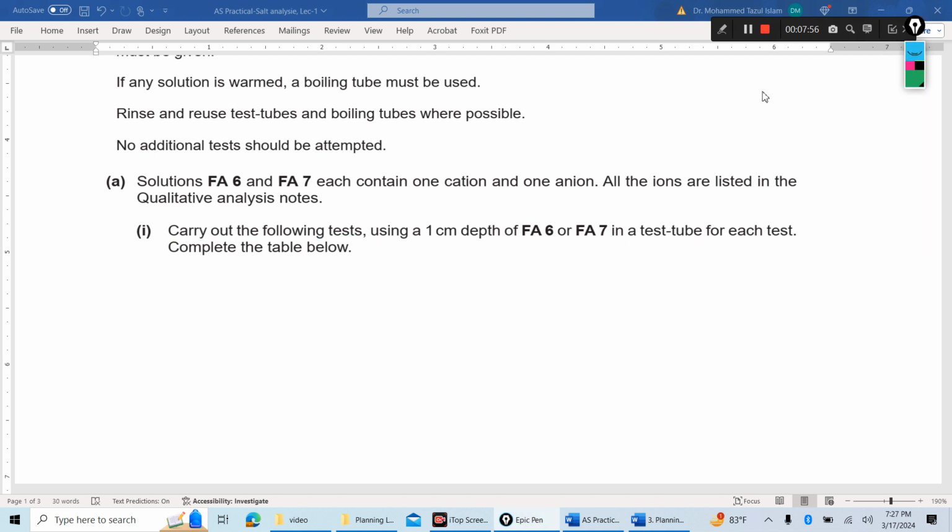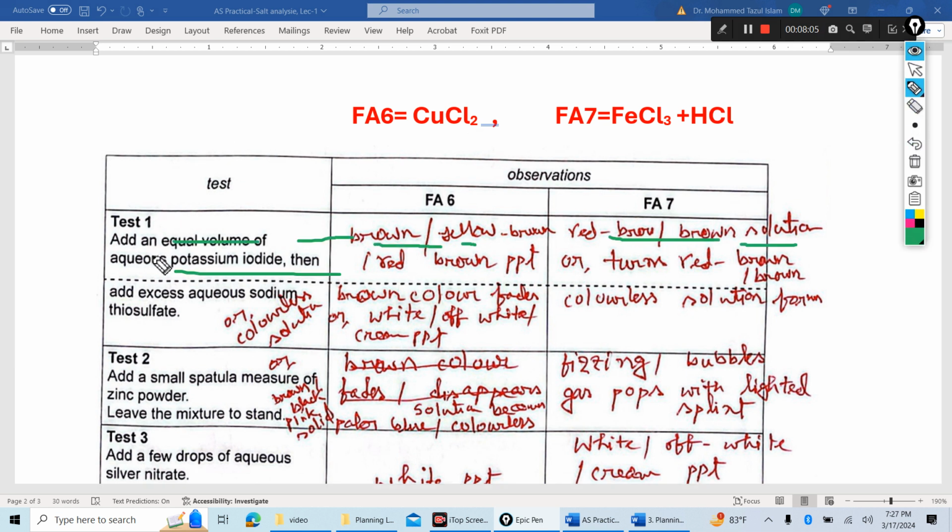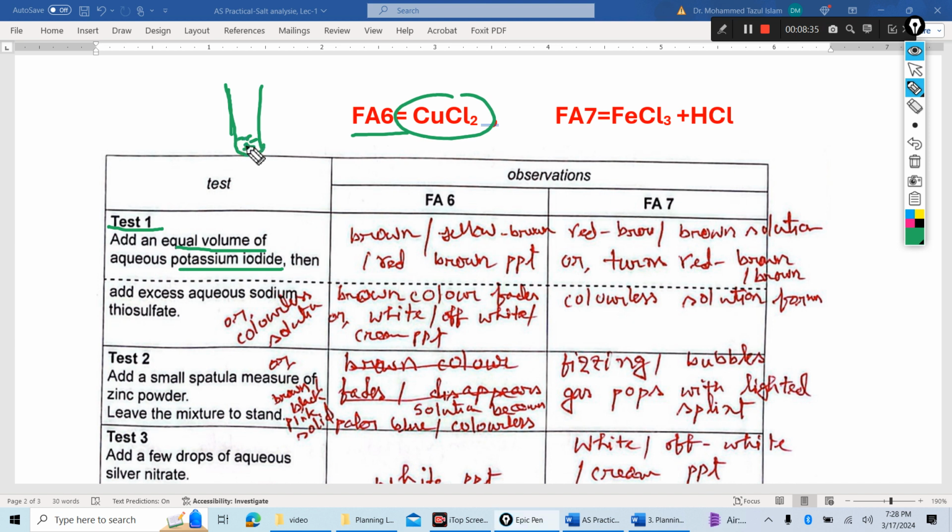Complete the table below. Now you see, first test 1: add an equal volume of aqueous potassium iodide. At first you will take a test tube, then you take FA6, I mean copper(II) chloride solution, a small amount, then you add an equal amount of potassium iodide. So copper ion reacts with potassium iodide to produce iodine. Aqueous iodine is brown, so you will write brown or yellow-brown or red-brown, but the word brown you must write.